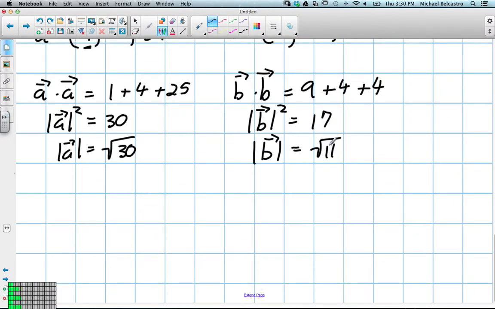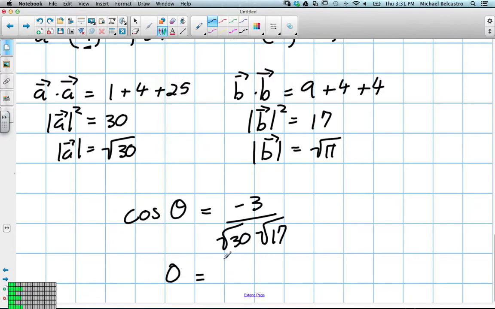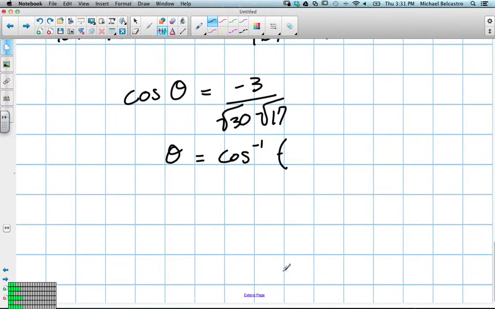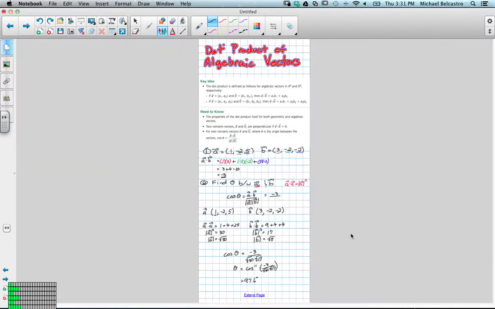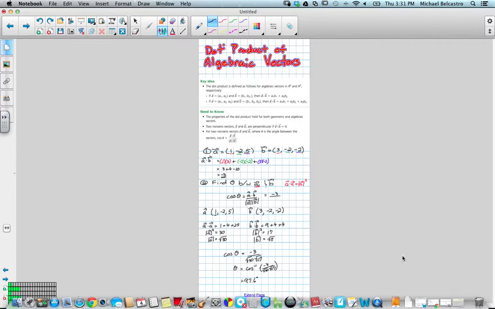Oh, I wrote 11. Thank you. 17, not pi. So cos theta is equal to, remember our number above, -3 over root 30 times root 17. So we just have to find the cos inverse of those values. What is it? 97.6? Great. So the angle between the two was 97.6 degrees. I'm just going to write this in for the note. That's it for algebraic.